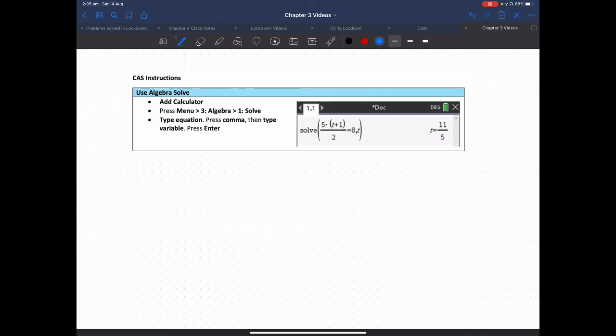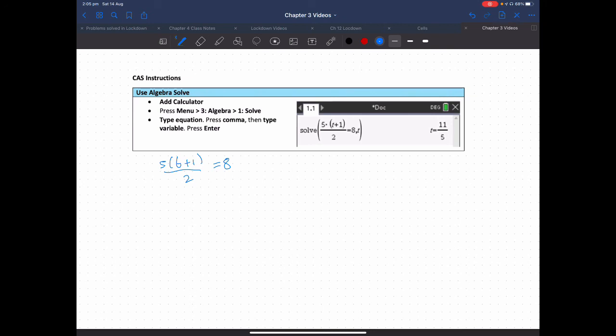Like I have just shown you, using the calculator, there is a summary here in the notes of the process. So if we were given the following, 5 times t plus 1, all divided by 2 equals 8, and we're asked to solve for t.